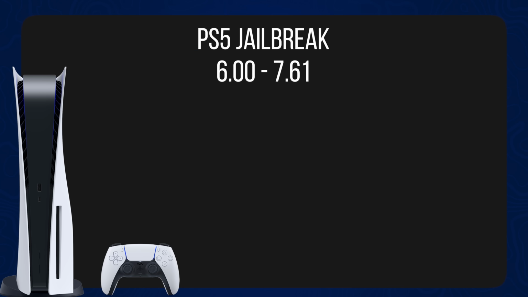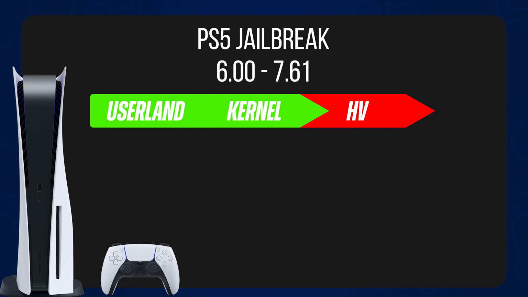Finally, the last exploitable firmwares are 6.00 up to 7.61. Now these firmwares use the same UMTX kernel exploit as the others, but the userland exploit through the web browser that we've been using on all of the previous versions was actually patched as of 6.00 and higher. This means we need to use something else as the entry point to trigger the kernel exploit.